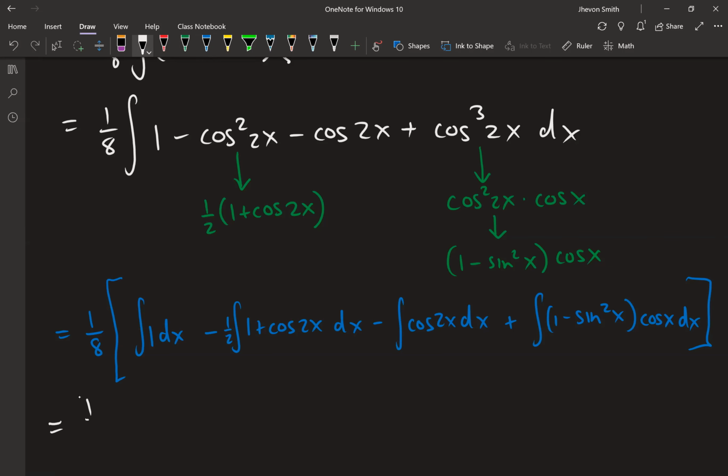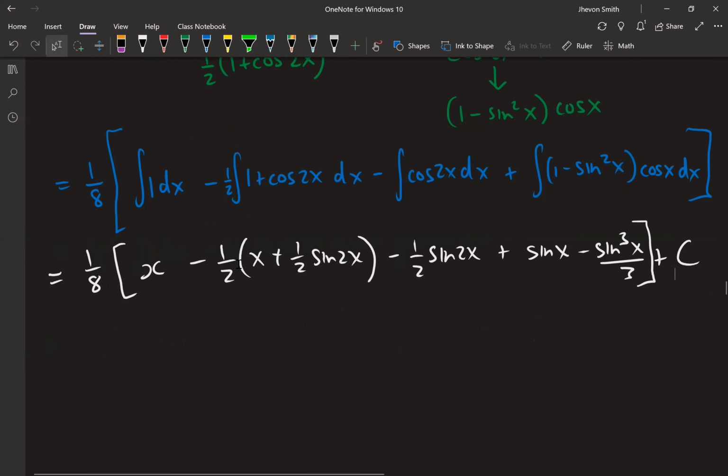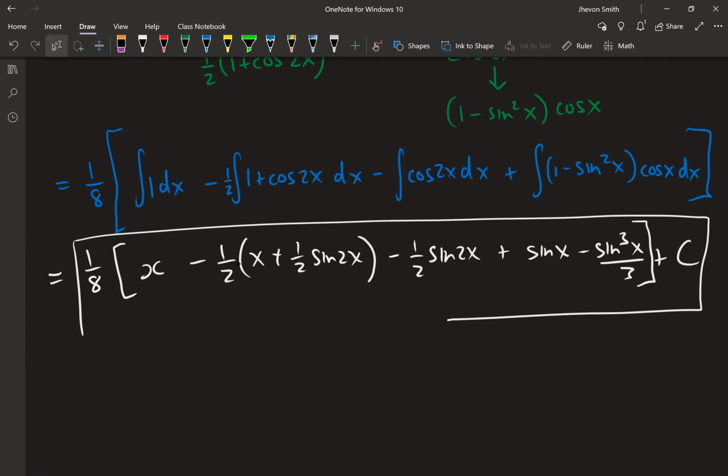But here it will, of course, end up being the integral of this is just going to be x. The integral of this is going to be x plus 1/2 sine 2x. The integral of this is going to be minus 1/2 sine 2x. And the integral of this is just going to be sine x minus sine cubed x over 3 plus c. And there we go.